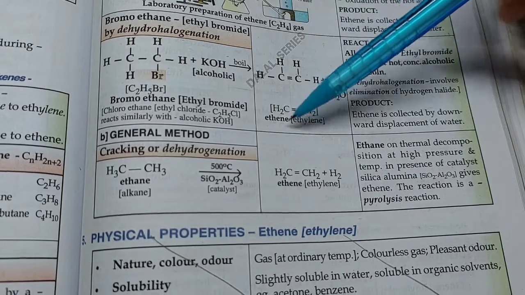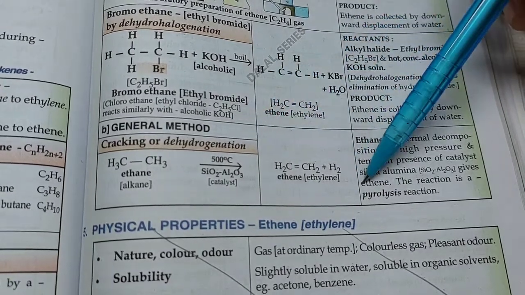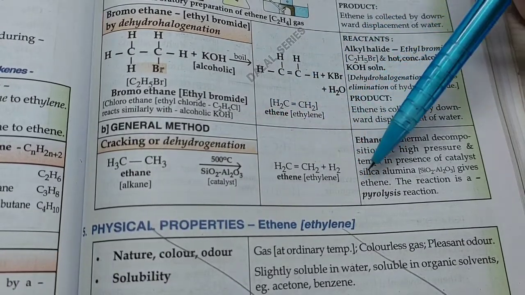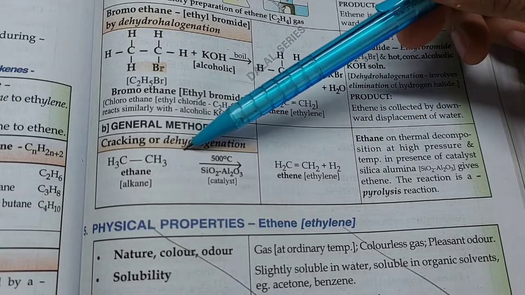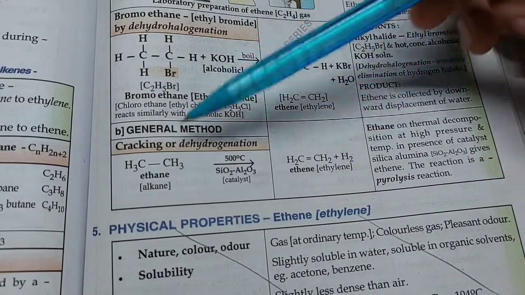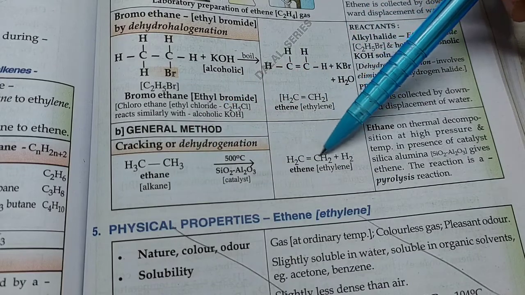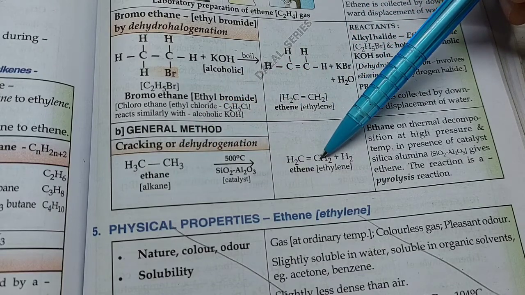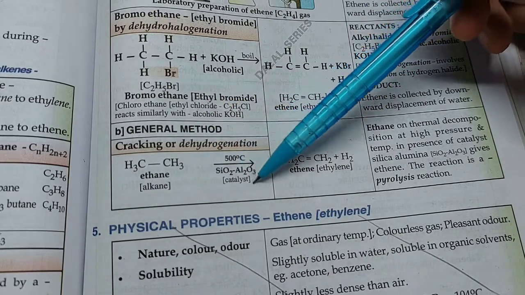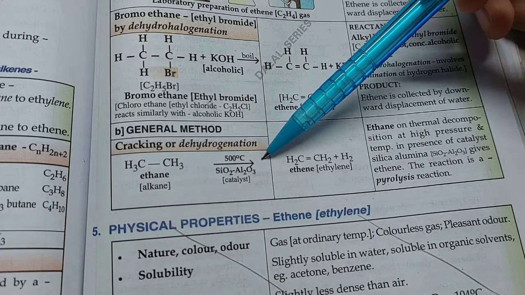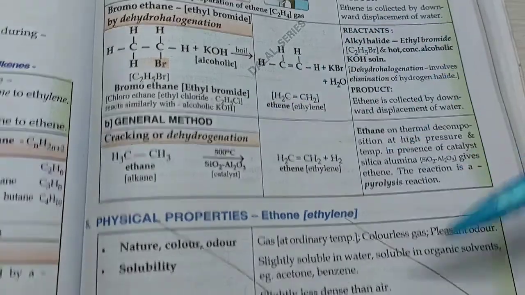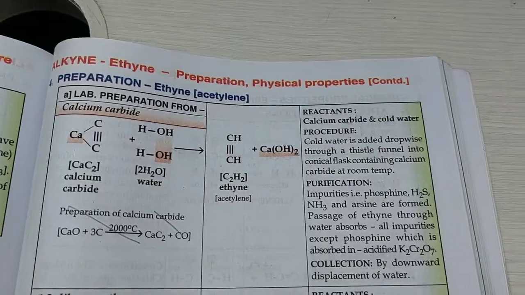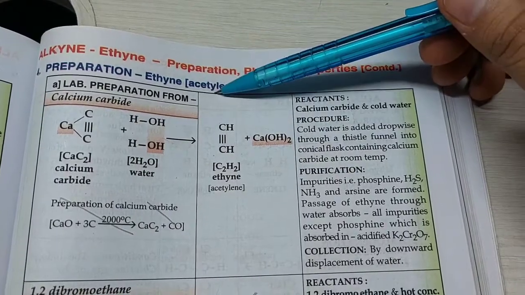Now a general method, pyrolysis. You would have studied this in the chemical properties of alkanes. Here we convert a saturated hydrocarbon into unsaturated. We remove the hydrogen and make sure a double bond is produced between carbon-carbon. This is done in the presence of silica alumina catalyst at 500 degrees Celsius. It's also called catalytic cracking or dehydrogenation. Physical properties are cancelled.